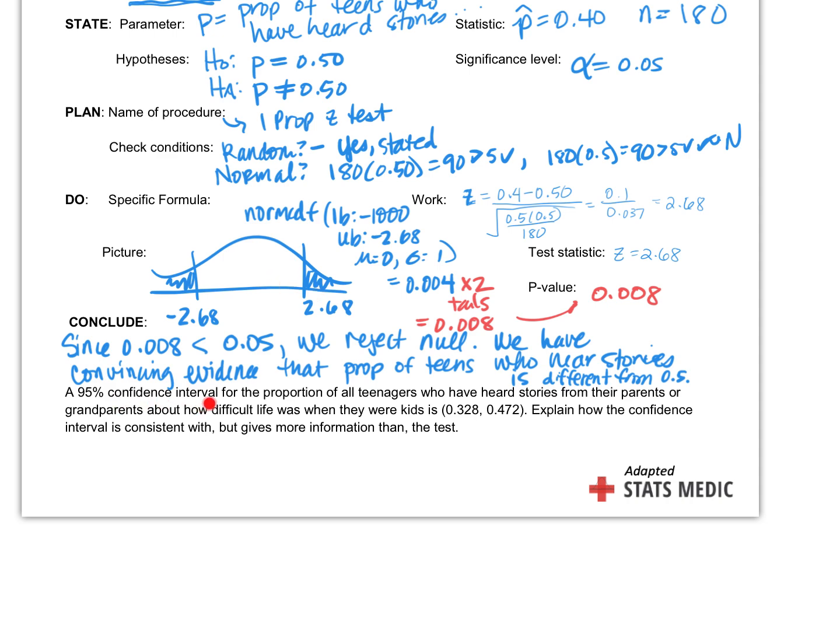So it's saying a 95% interval for the proportion of all teens who heard stories came out to be 0.32 to 0.47. Using this right here, would you say that 0.5 is a possibility? No, why not? It's not in the interval, right? So we would reject the null based on this, wouldn't we? So you should end up with the same answer whether you did the hypothesis test or used the confidence interval. Did we end up with the same answer? Yes. Our evidence is different, but it's the same answer.